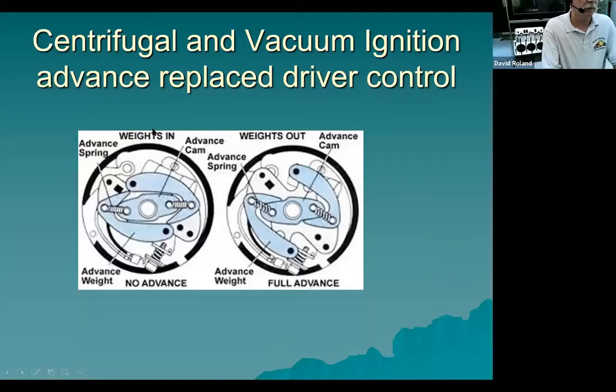Later, they got rid of the lever on the steering column. They developed a system like this that was centrifugal. It's all mechanical, so that as the engine speeds up, it changes the ignition timing. This is called a distributor. This is what I grew up working on and learning about, and it is no longer used today. This is the next step. It took the control away from the driver, and it put it in the hands of the engine. The engine now takes care of that.